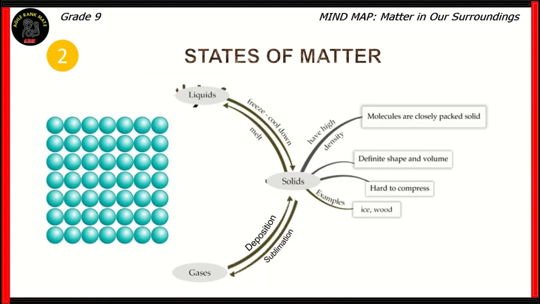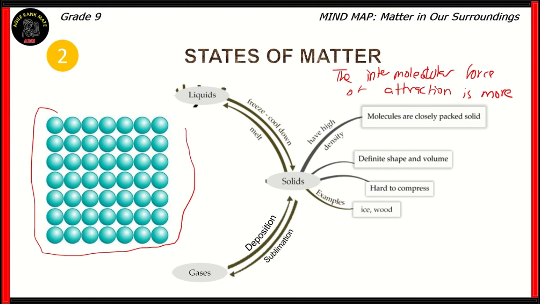So number 2, solids. Now if we look at the characteristics of solids, the molecules are closely packed in a solid, or we can say that the intermolecular force of attraction is more, or the intermolecular space is less, which basically means the distance between the particles is less, or the attraction is more, as you can see in this image, which is a magnified one. We can see that there's very little space between the particles of a solid.